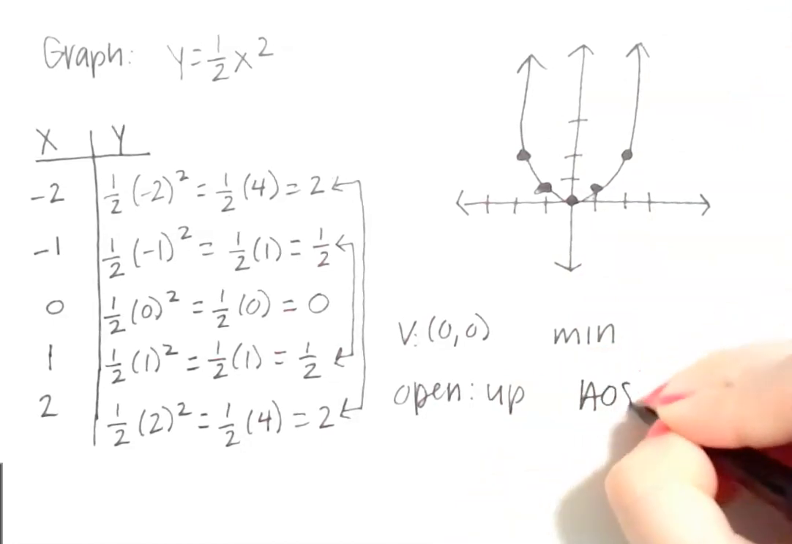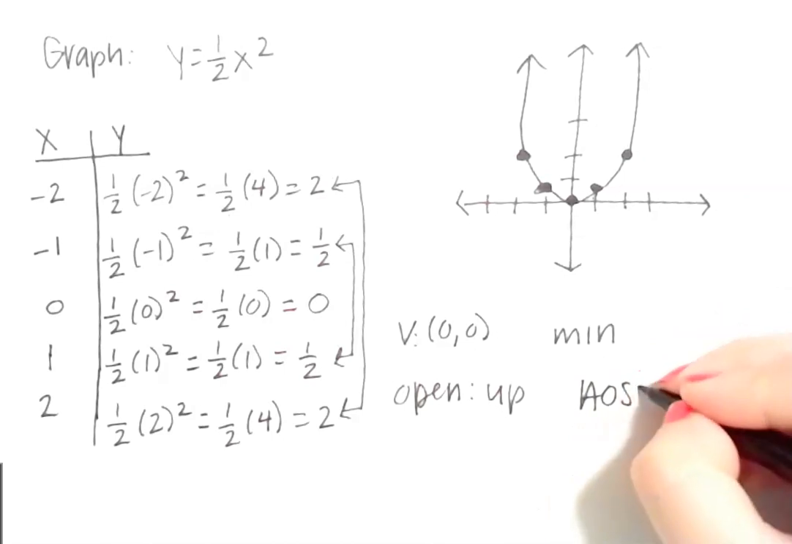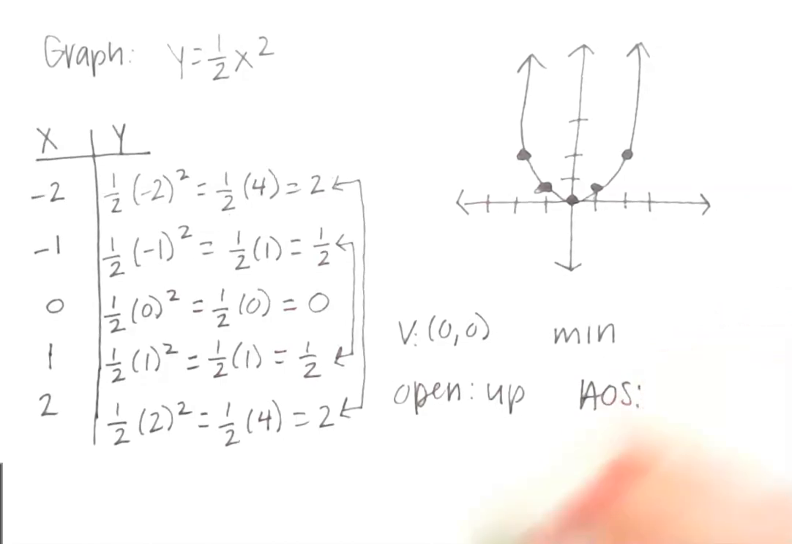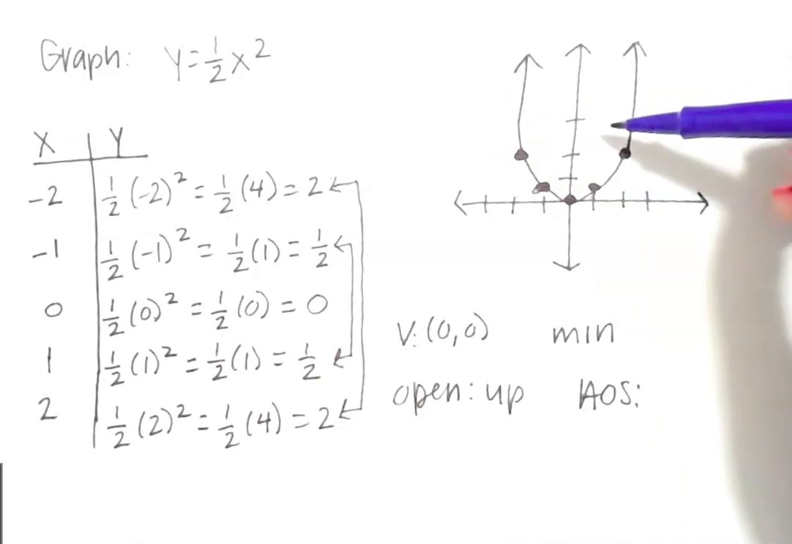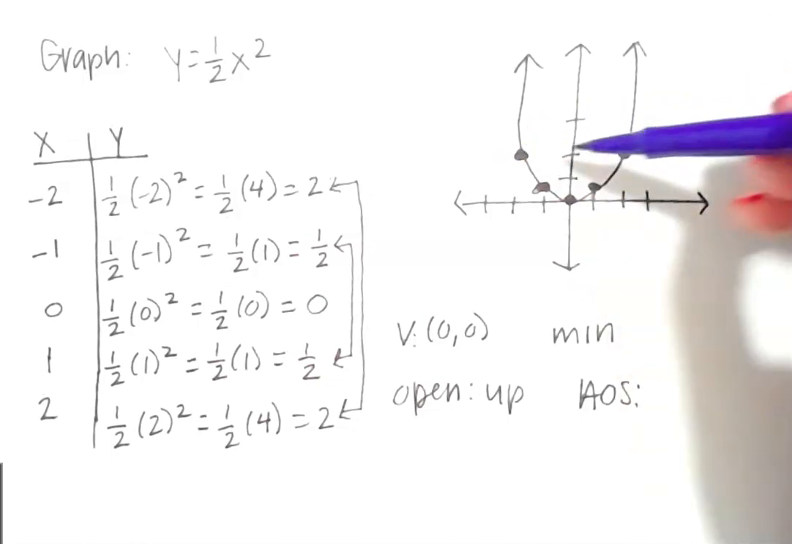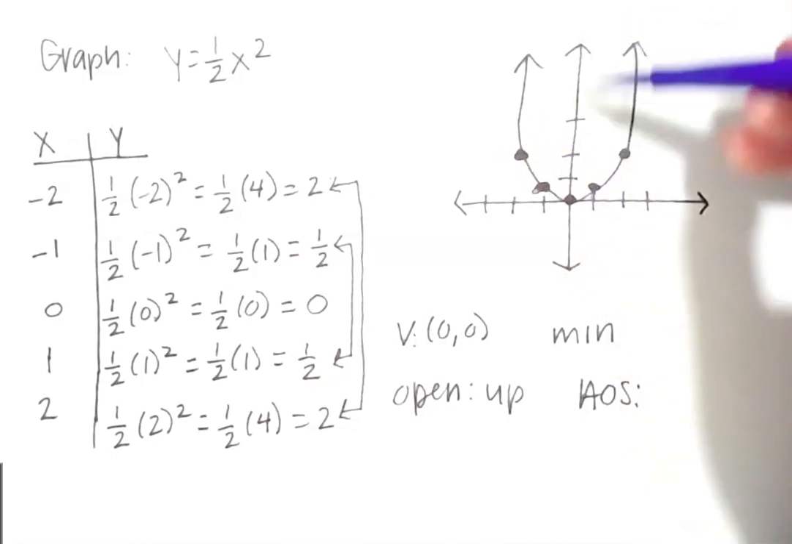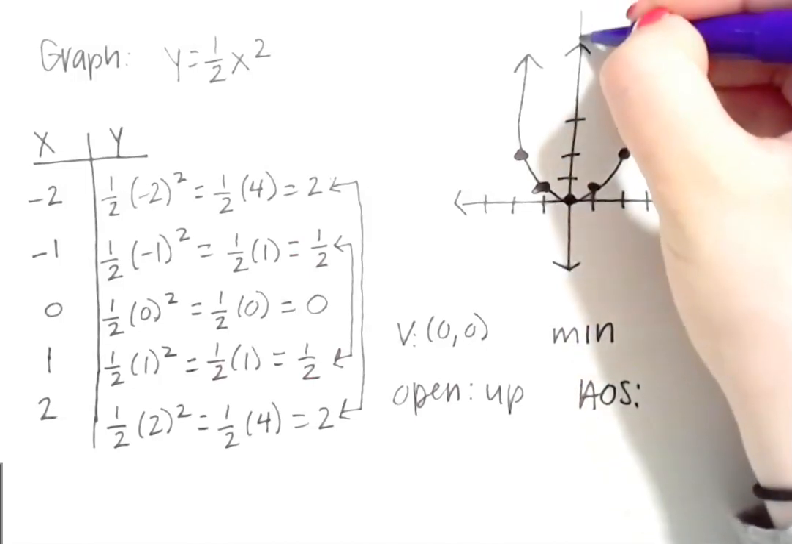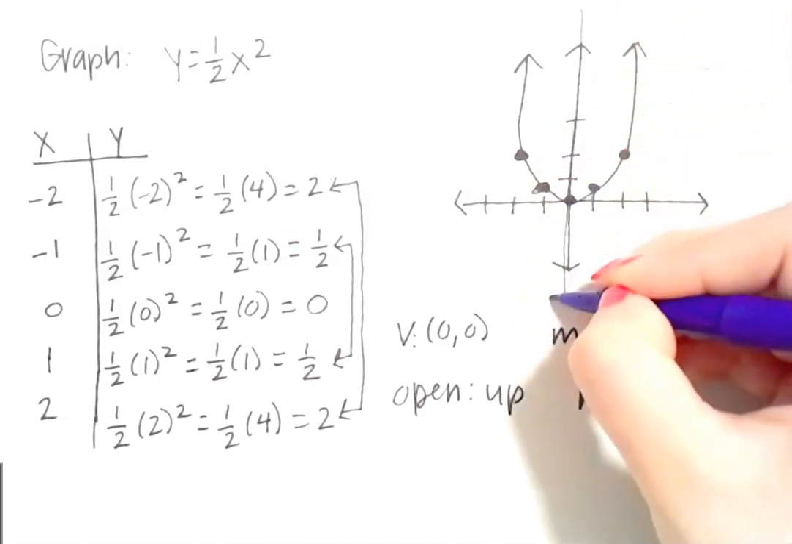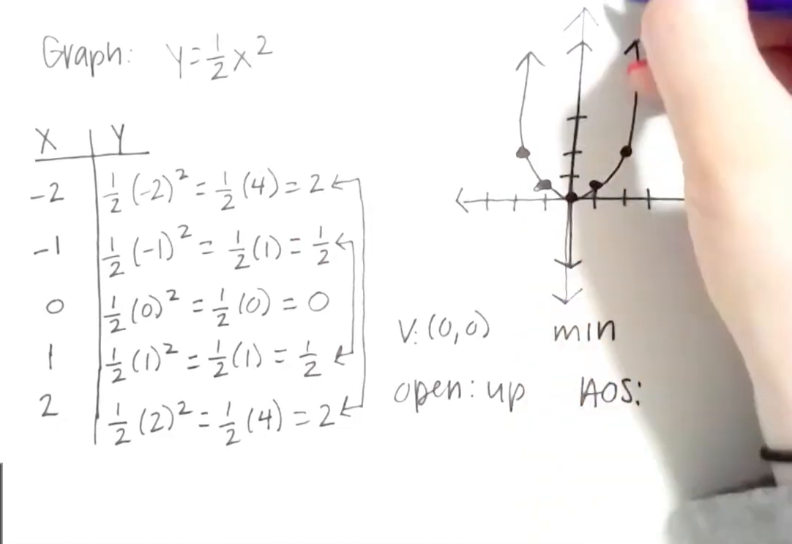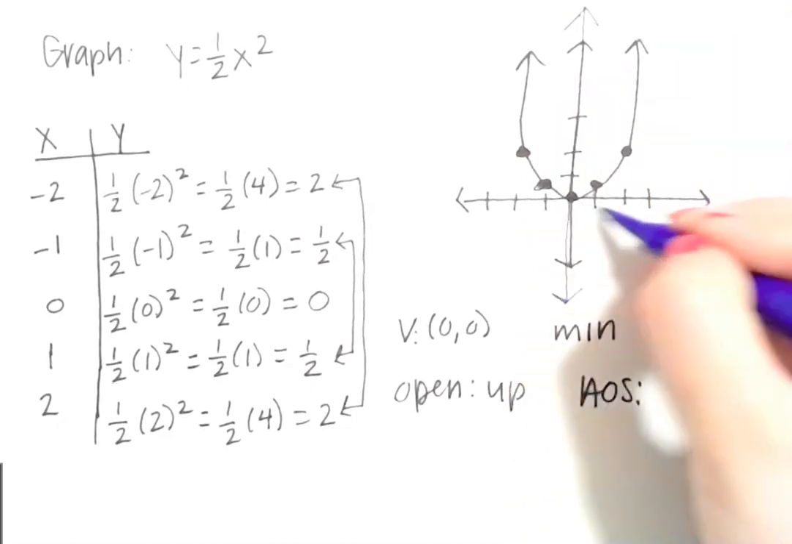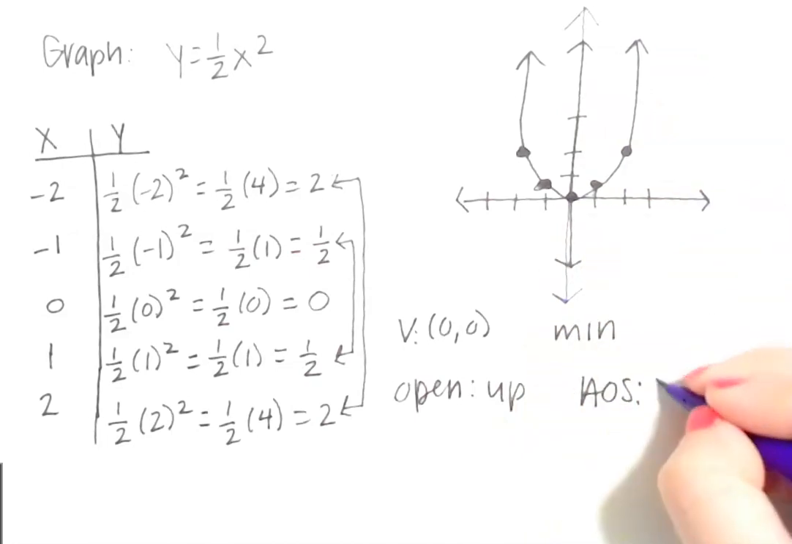Our axis of symmetry, we'll call that AOS just to abbreviate it. So which line cuts this in half? So at what point does it cut my parabola in half? It always has to go through your vertex, right? So pretty much draw that vertical line through your vertex. Now what line is that? What equation is this line? It's x equals 0.